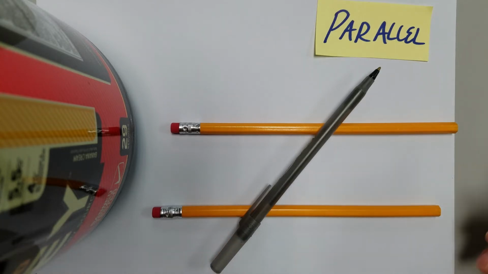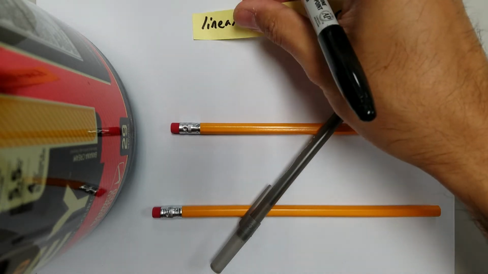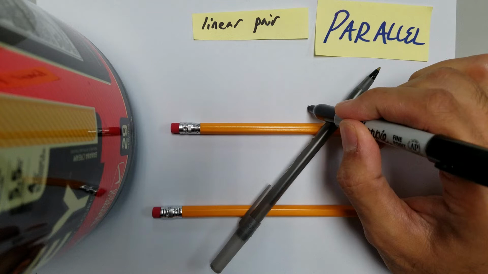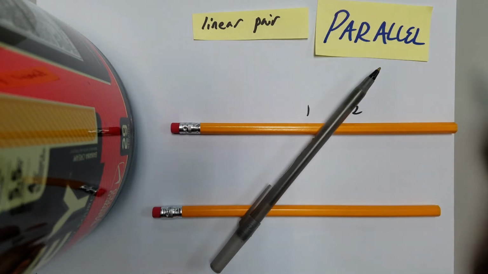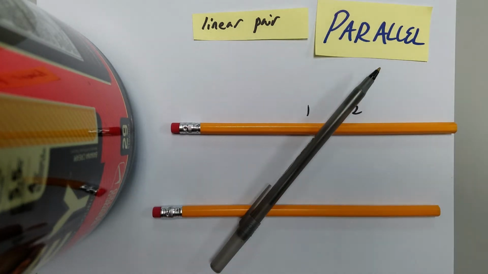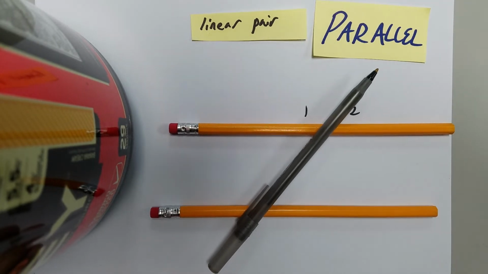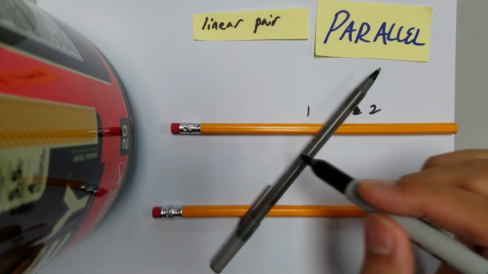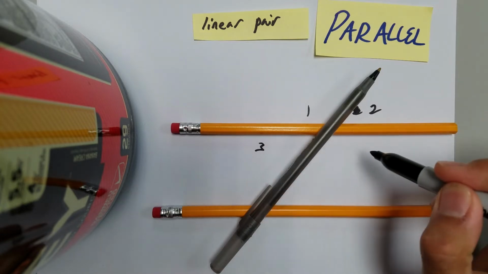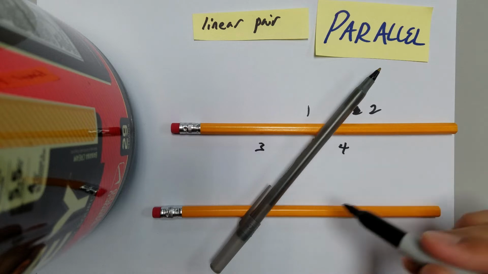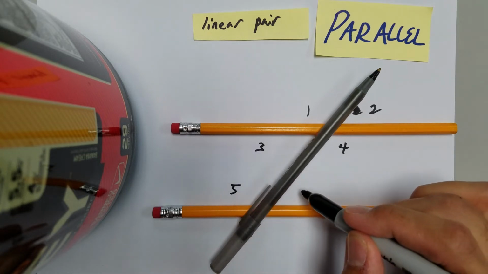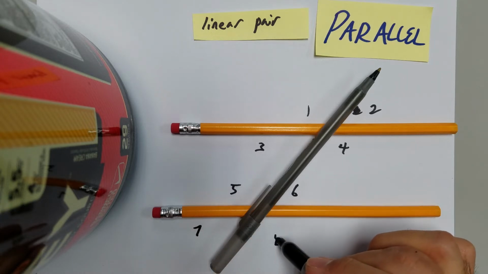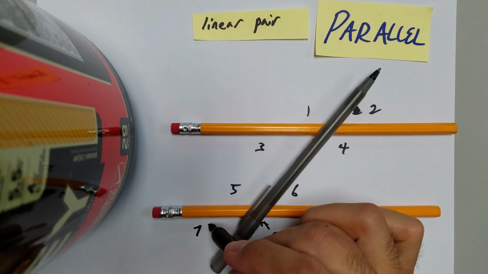So you have lots of linear pairs. So 1 and 2 would make a linear pair. Let's see, make sure that I can see that. This one is 2. 1 and 2 would make a linear pair. This would be angle 3. This would be angle 4. Angle 5. Angle 6. Angle 7. Angle 8. So these are the angles.